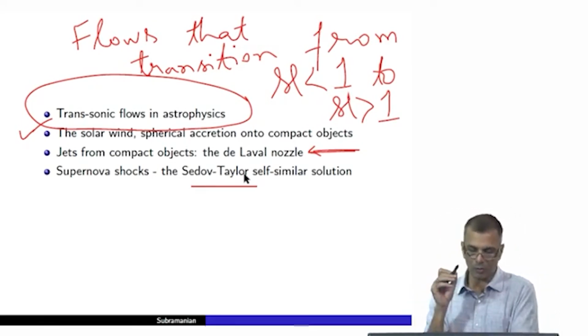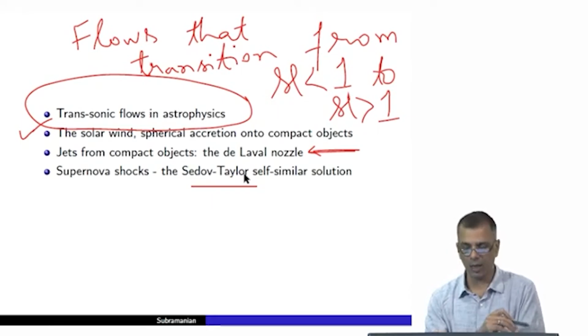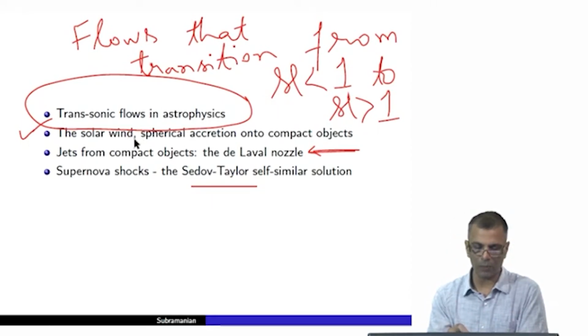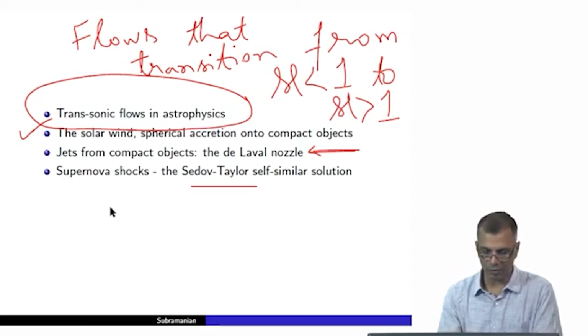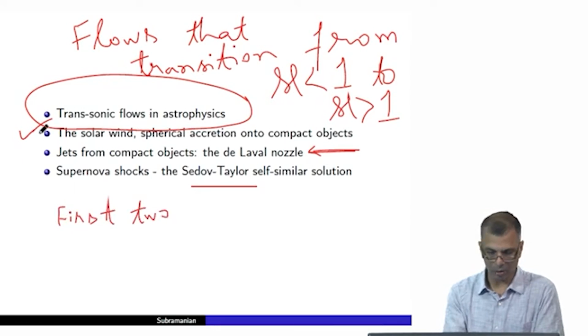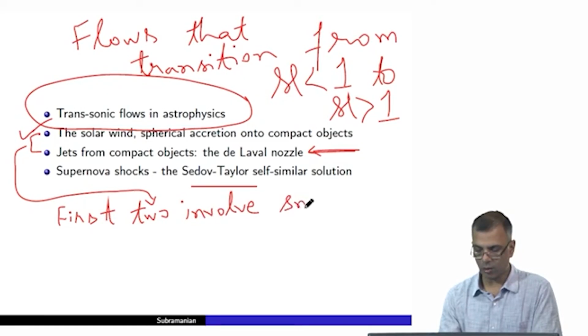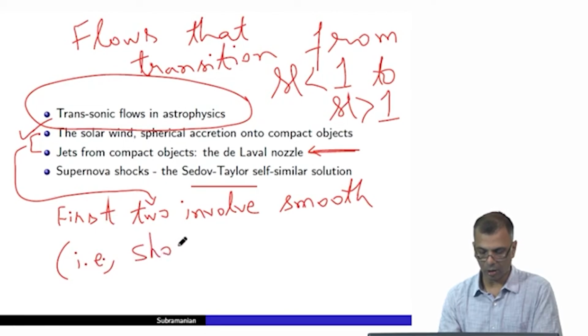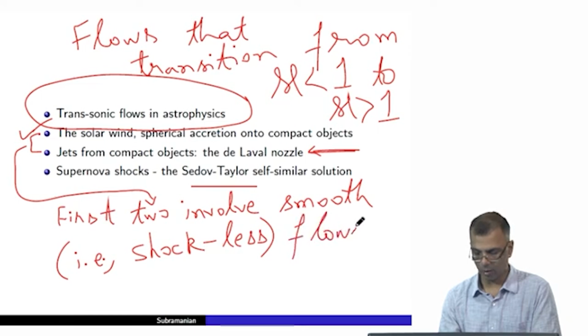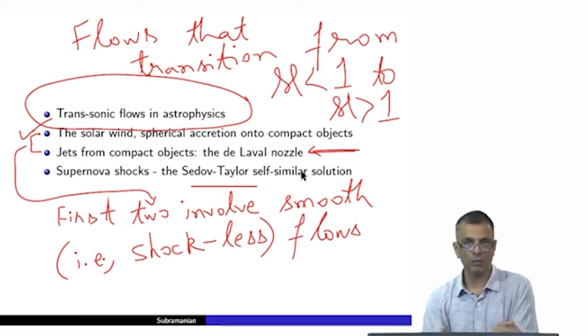So the important distinction I want to make between these two applications and the third one is that the first two involve smooth, i.e. shockless flows, whereas the third one obviously involves shocks.